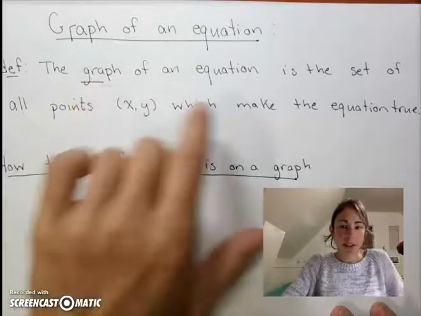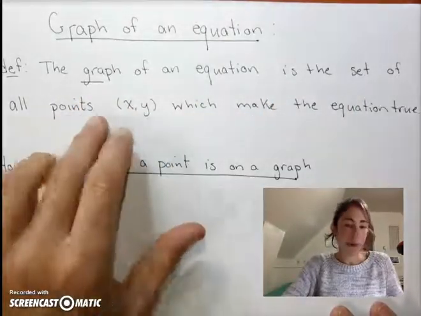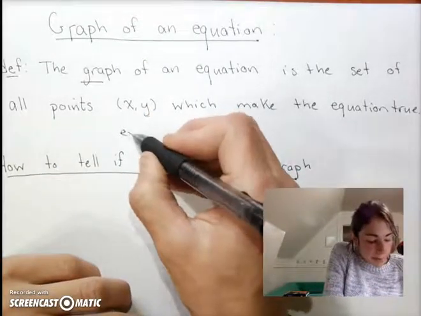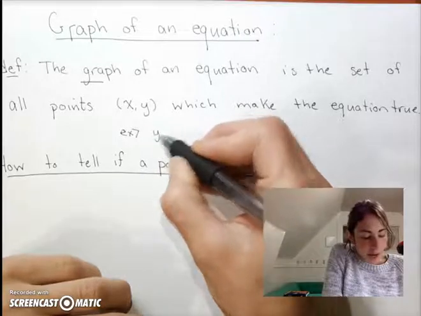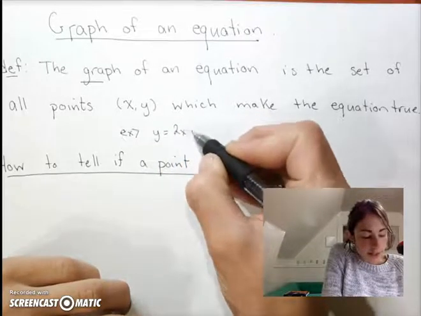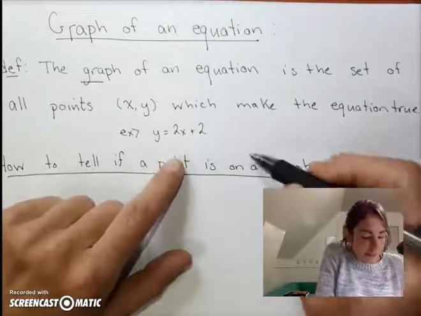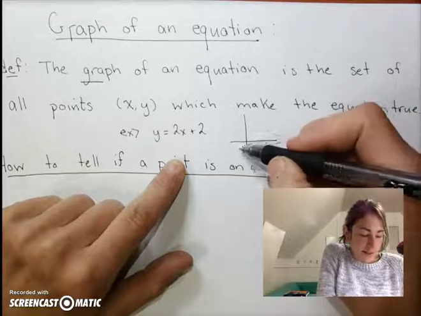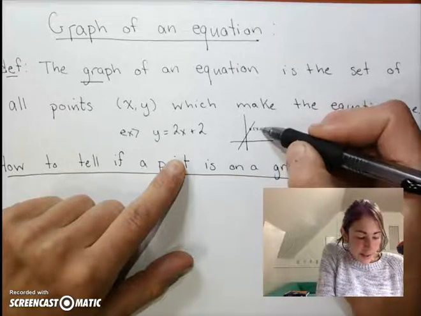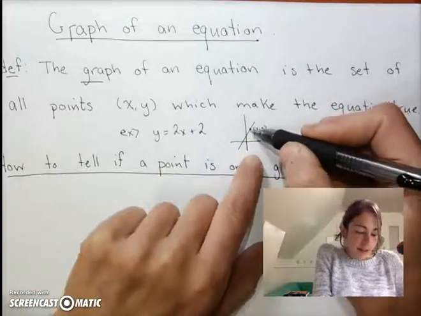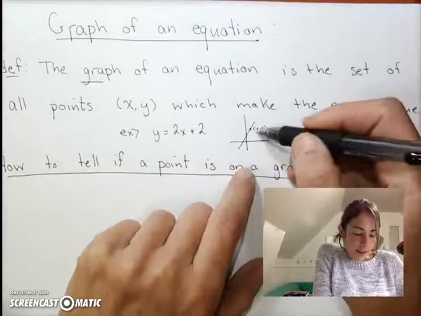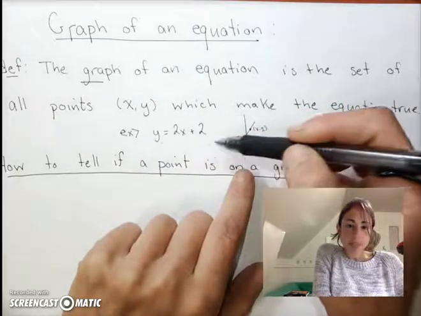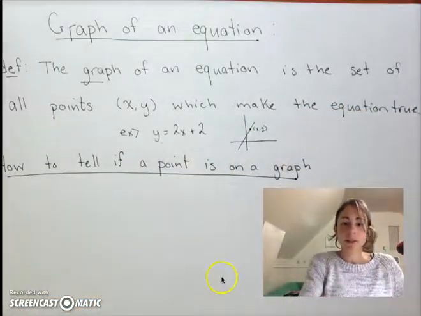The graph of an equation is the set of all the points x comma y which make the equation true. So an example of an equation is just y equals 2x plus 2. So the graph of this is all the ordered pairs x comma y, so that when you plug this value in for x and this value in for y, this is a true statement. So let's do an example to make sense of this.